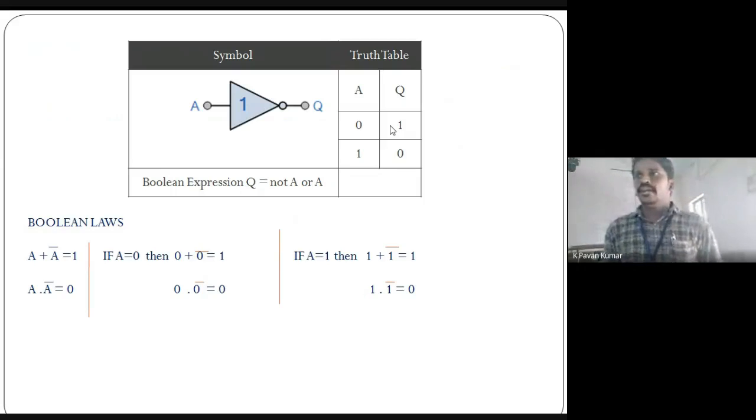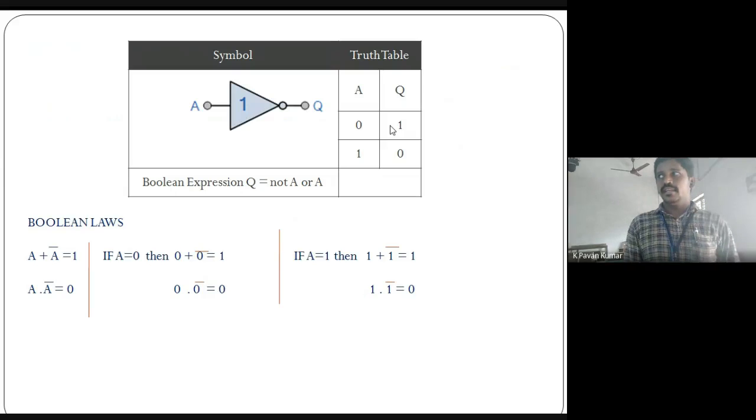AND law: A dot A bar equal to 0. We have to verify the first law if A equals 0, then 0 plus 0 bar equal to 1. That means 0 plus 0 is 0, and 0 bar is 1, so 0 plus 1 equal to 1. And we have to verify the second law, the AND law, A dot A bar equal to 0. We put A value 0, then 0 dot 0 bar equal to 0.